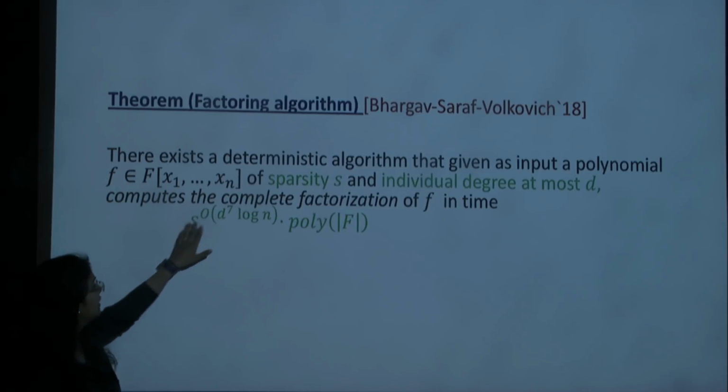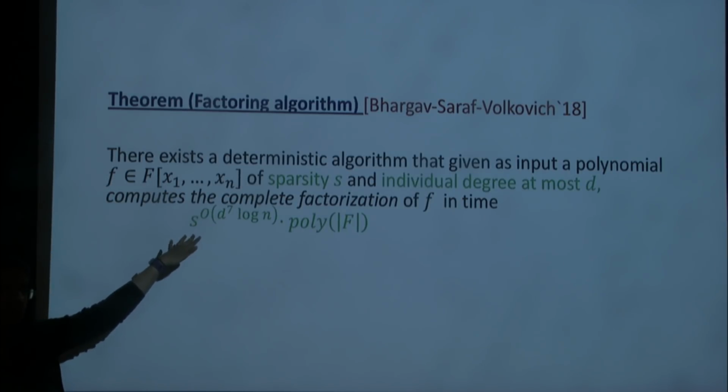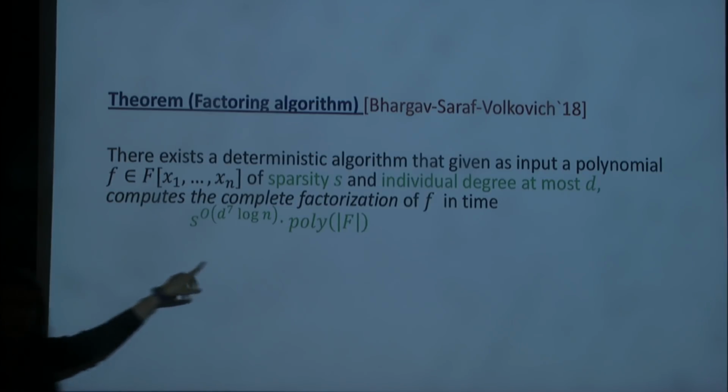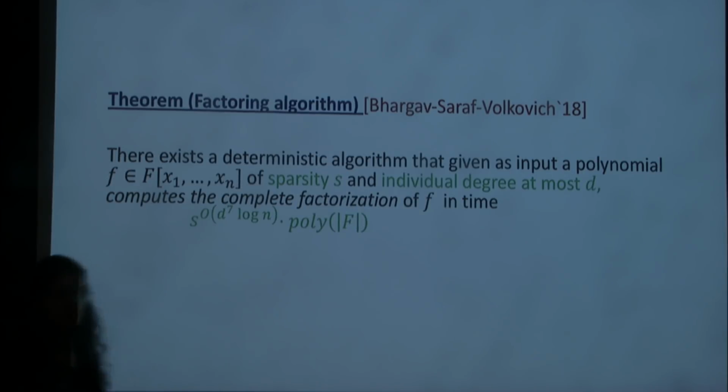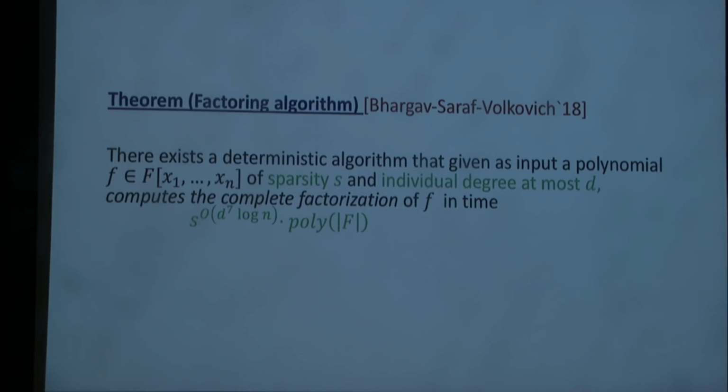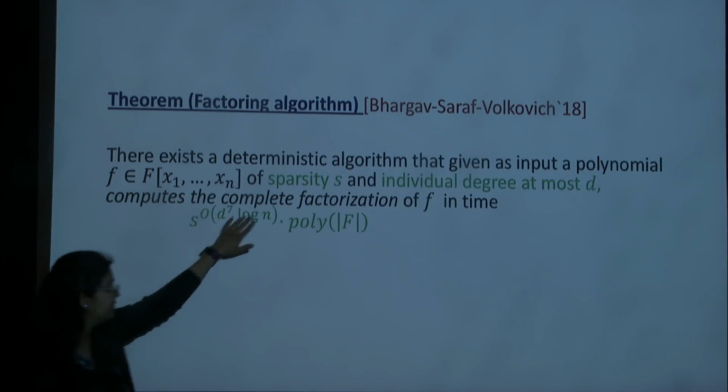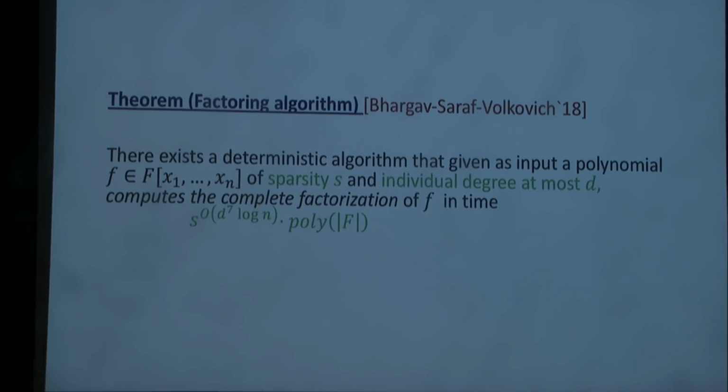If D is small, again this is the same quasi-polynomial blow up times polynomial in the field size, which somehow seems necessary. If we get rid of the log n in our sparsity bound, we would get rid of this log n here also. So once we have the sparsity bound, we investigate Kaltofen's algorithms from the past and see if we can use the sparsity to de-randomize those algorithms, and we're able to do that.